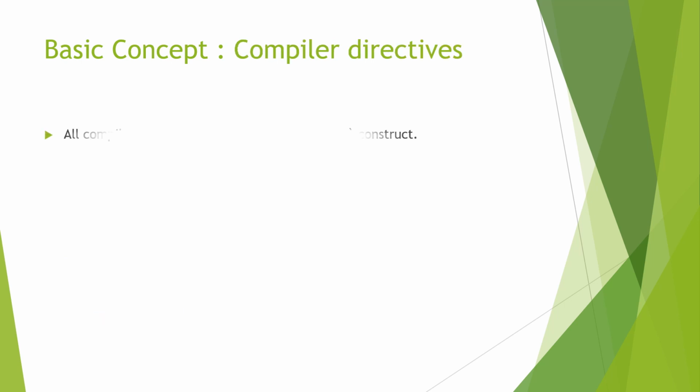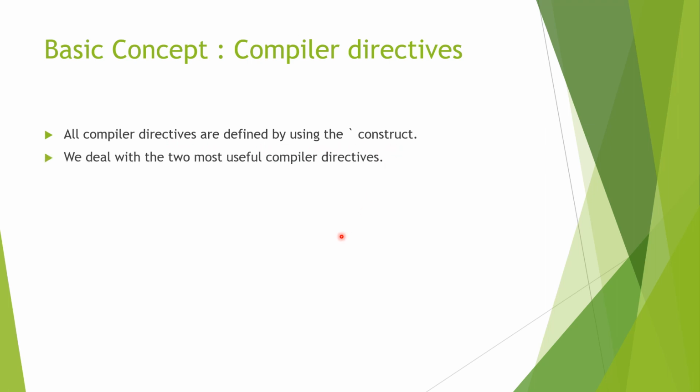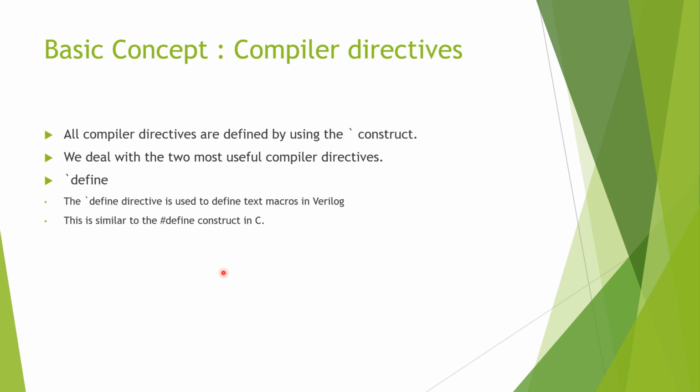Now let's see compiler directives. All compiler directives are defined by using the tick construct. We deal with two most useful compiler directives. First one is tick define. The tick define directive is used to define text macros in Verilog. This is similar to the hash define construct in C.